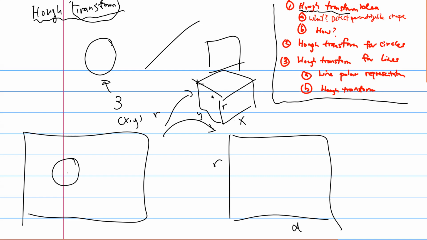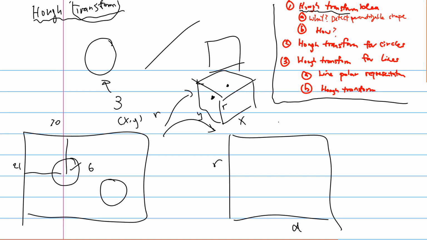is 20, Y is 30, or maybe 21, and then the radius is 6 or something like that. Then in this space you have X is 20, Y is 21, and R equal to 6. You have a strong response here. So if I have another circle, I have another strong response somewhere. You see my point here?